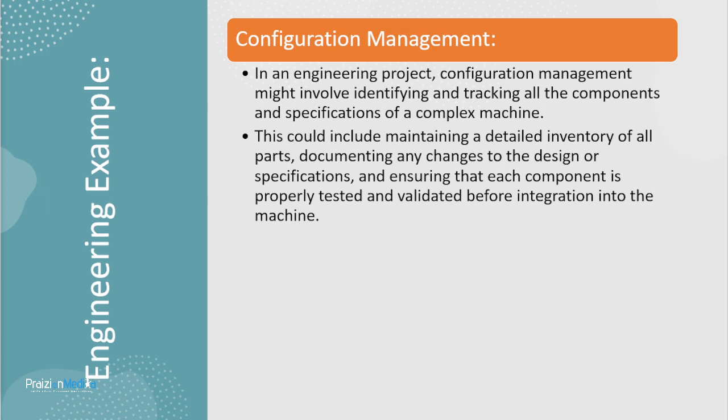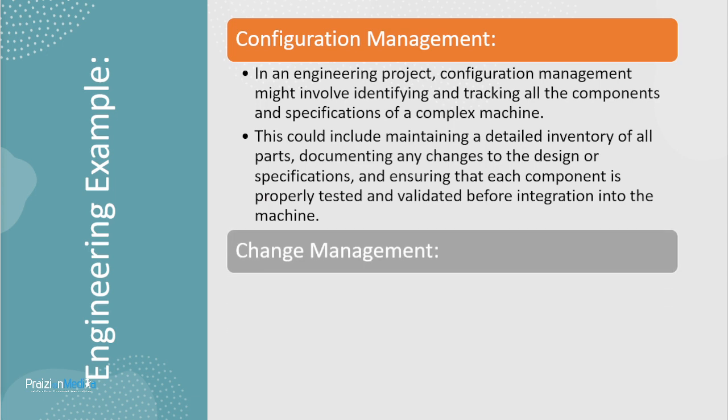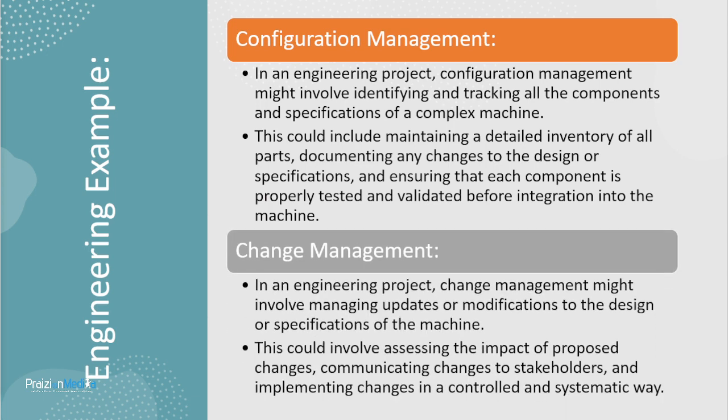Documenting any changes to the design or specifications and ensuring that each component is properly tested and validated before integration into the machine. To go a step further, think about drawings that show how all of these parts are integrated and the specific version of each bolt, nut, screw, and component. Change management, on the other hand, could involve managing updates or modifications to the design or specifications of the machine. This could involve assessing the impact of proposed changes, communicating changes to stakeholders, and implementing changes in a controlled and systematic way.